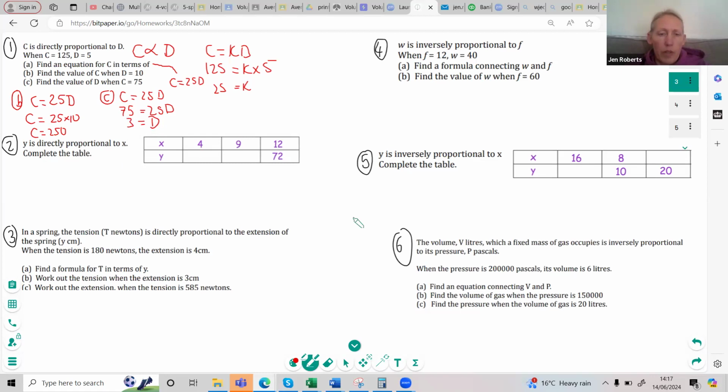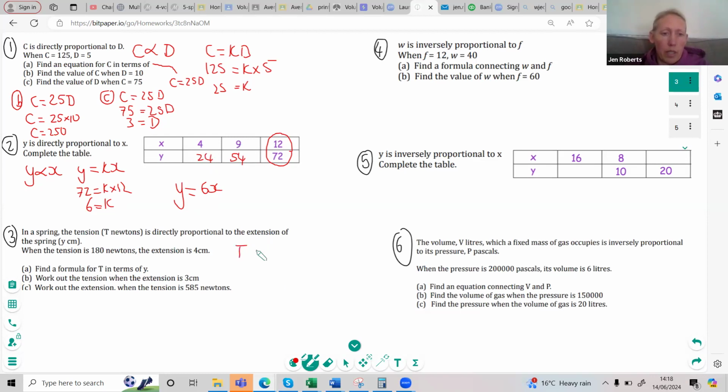Sometimes you're given your information in a table, but it's the same thing. Y is directly proportional to X. Y equals KX. Because we know here your X and your Y, you can use that to get your K. Divide both sides by 12, K is 6. So now Y equals 6X. 9 times 6, 54. 4 times 6, 24.